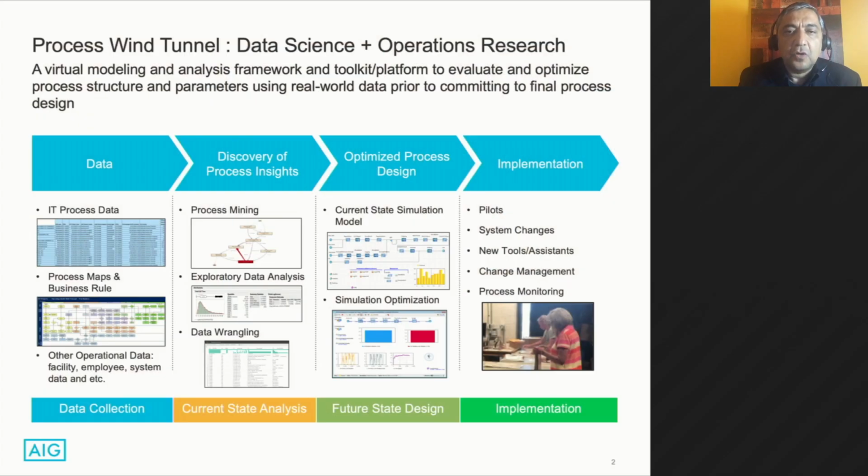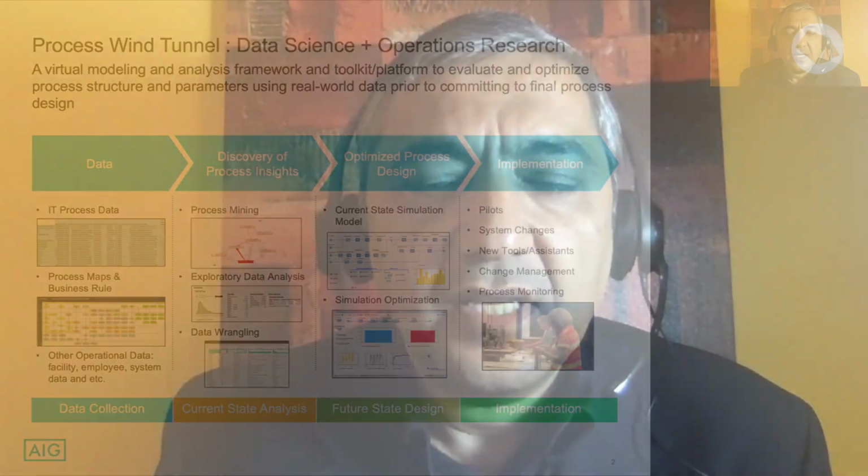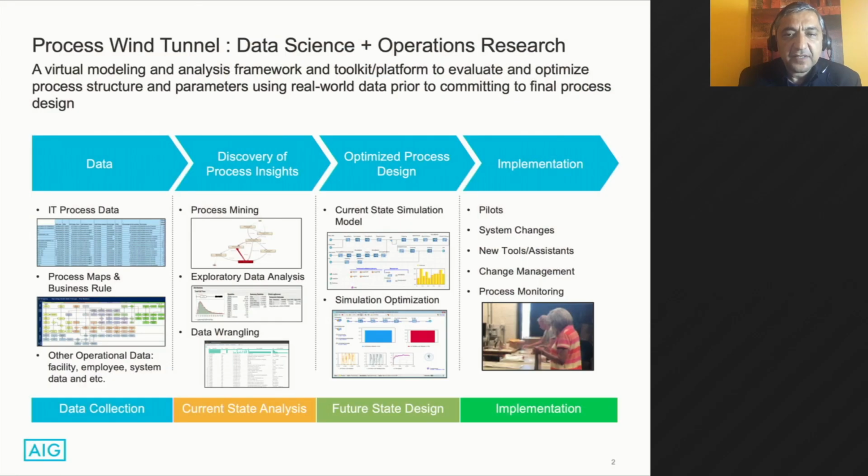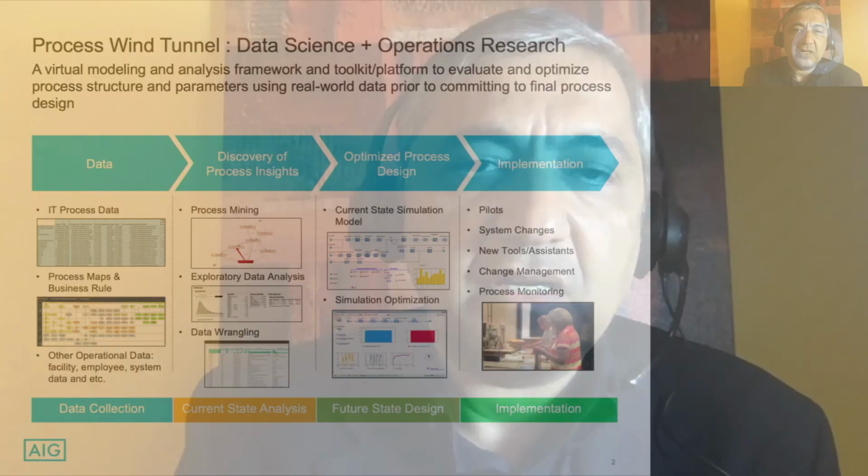Once you have the model built, you have to tune it to make sure that the model output matches what the reality is. And then you have your wind tunnel, which you can use to do a lot of what-if analysis, scenario analysis, to improve and optimize the process. And then if the changes or the insights you gain make a lot of sense, then we run some pilots and maybe develop some tools, maybe make some system changes. In many cases, some change management exercises might be required, and then we deploy the solution. So that's the framework of process wind tunnel.